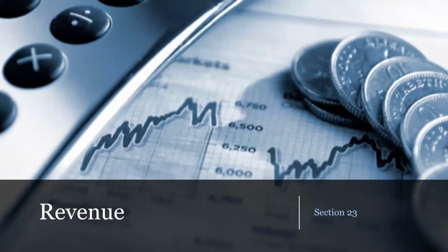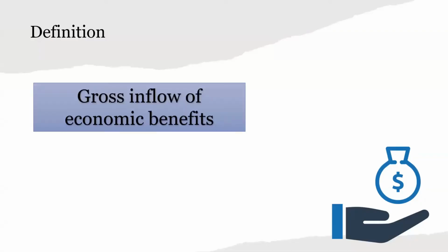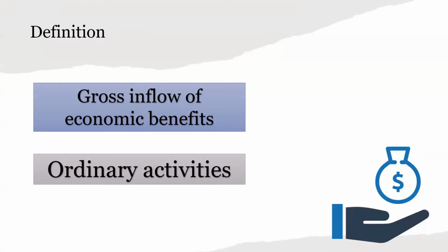Okay, so next is yung revenue, Section 23. So, what is a revenue? Yung revenue, it is the gross inflow of economic benefits during the period arising from the course of ordinary activities of an entity, and those inflows result in increases in equity other than increases relating to contributions from equity participants.